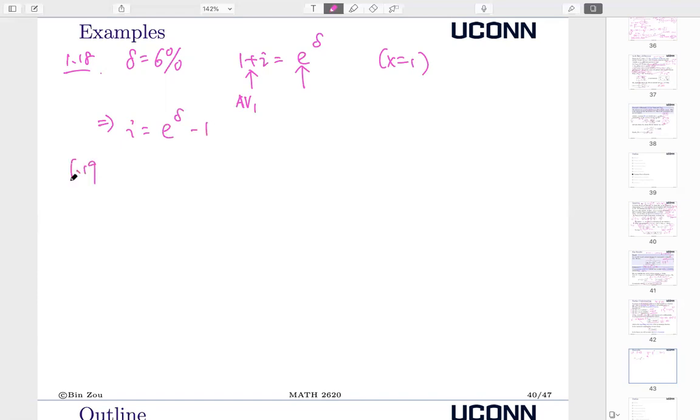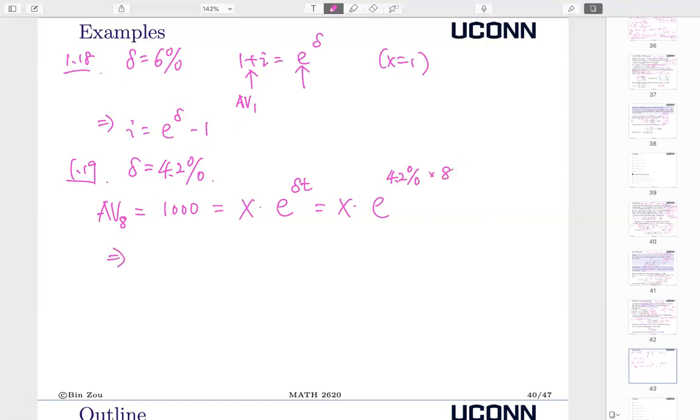1.19. I know the force of interest rate is 4.2%. Calculate the present value of a payment of 1,000 to be made in 8 years. So I know AV8 is $1,000, and I want to know the present value. Let's use x to denote e to the delta t. So this is the AV formula. I have a typo here: it's 8, it shouldn't look like a delta. Let me plug in this 8, and I can easily get the result.